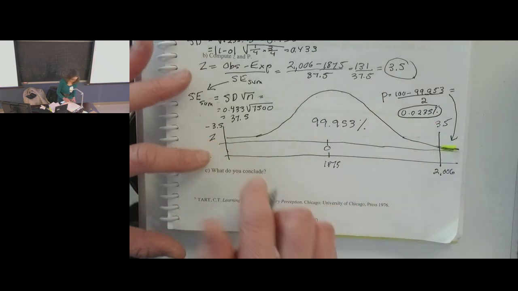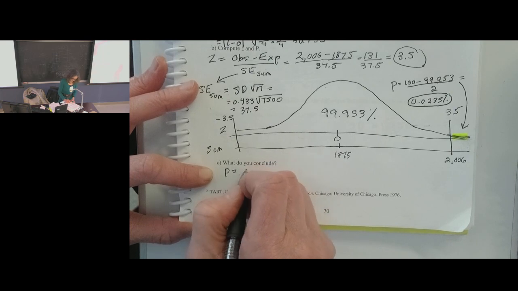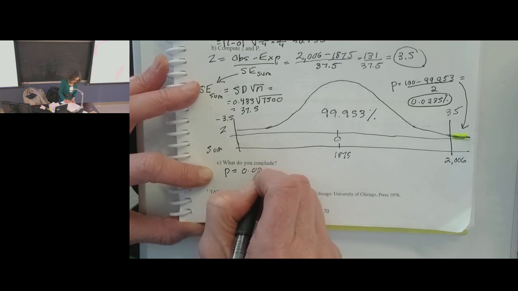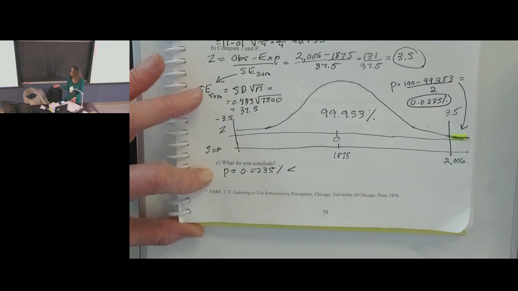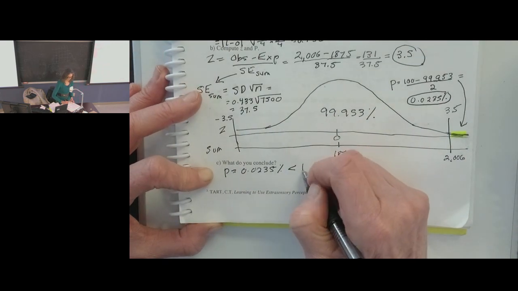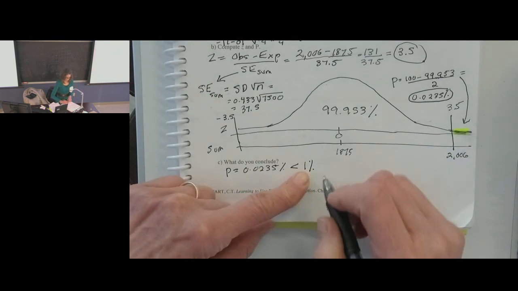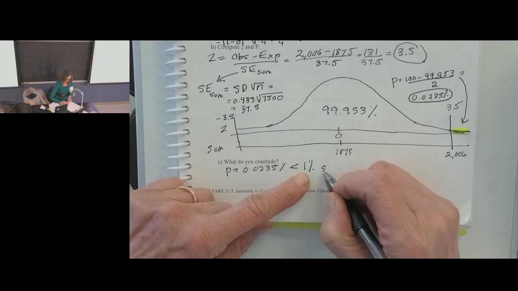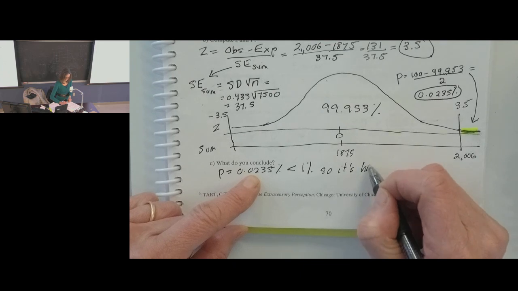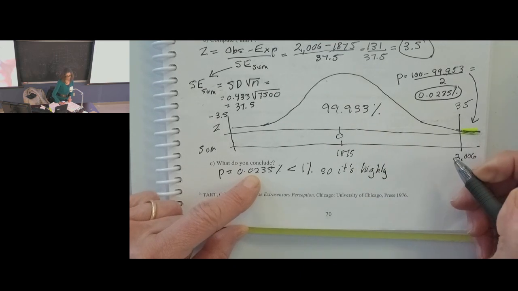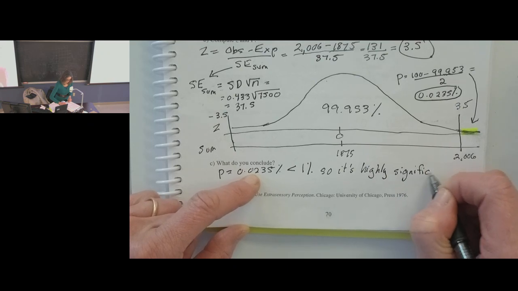So what do we conclude? So we know that our p is really, really tiny. It's approximately 0.0235%, which is less than 5%. It's less than 1%. So we could say that it's highly significant. Very highly significant. More than highly significant. Extremely highly significant.